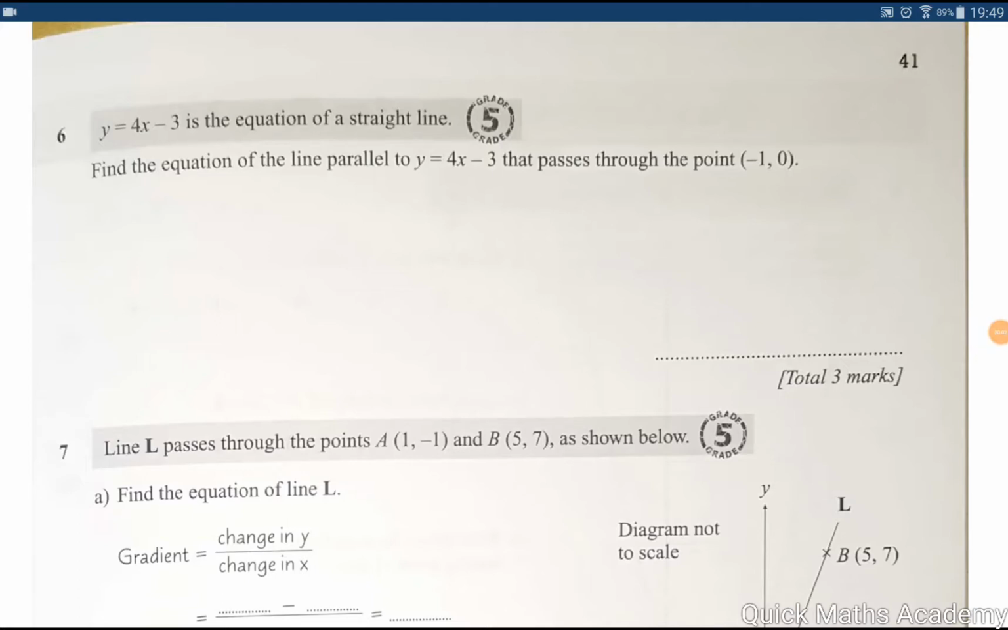Welcome guys, let's continue with the gradients. Let's continue the lesson from the last video.